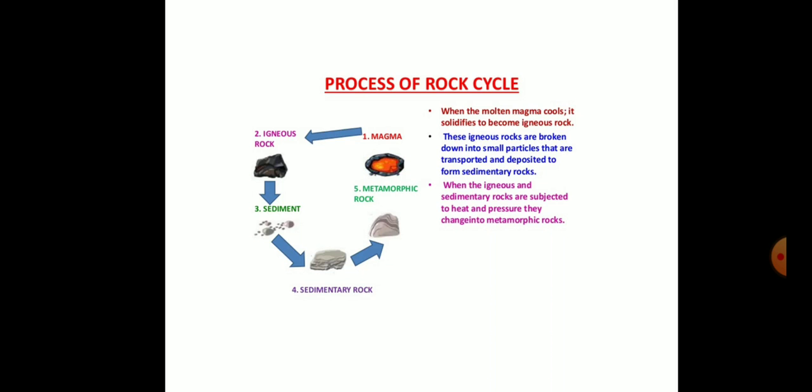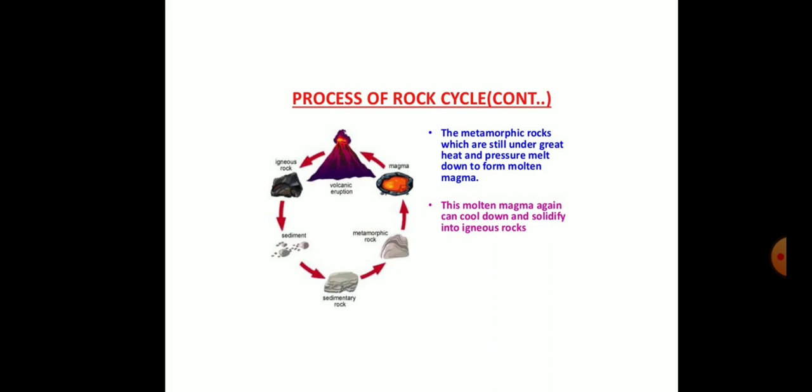So, again, these metamorphic rocks turn into magma. So this is the process of the rock cycle. And the metamorphic rock, which is still under great heat and pressure, melts down to form molten magma. And this molten magma again can cool down and solidify into igneous rock. So this is the cycle of rocks.